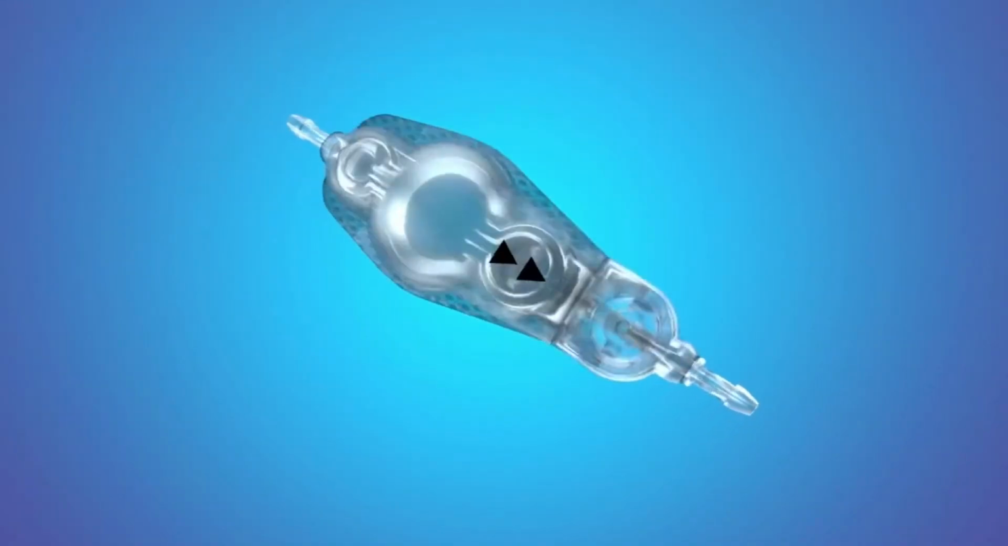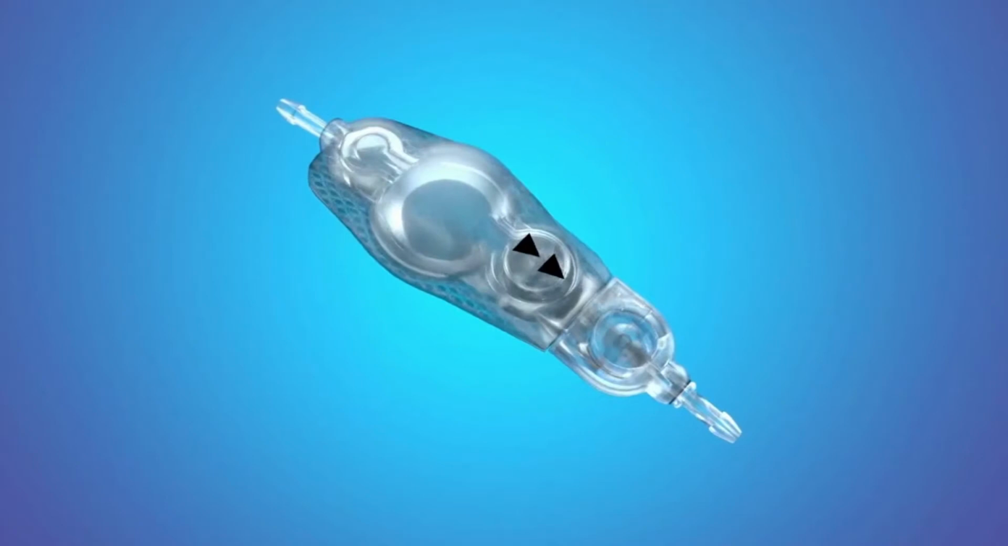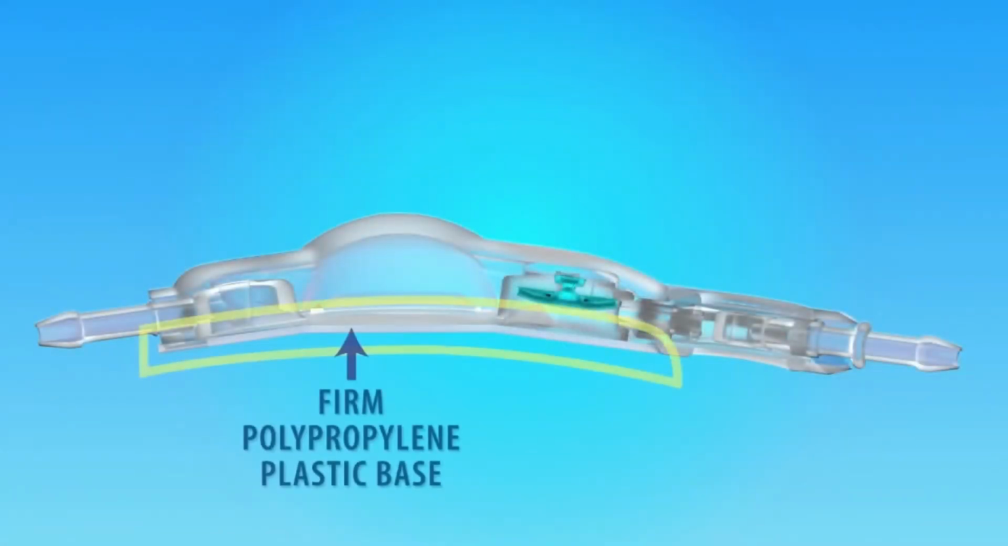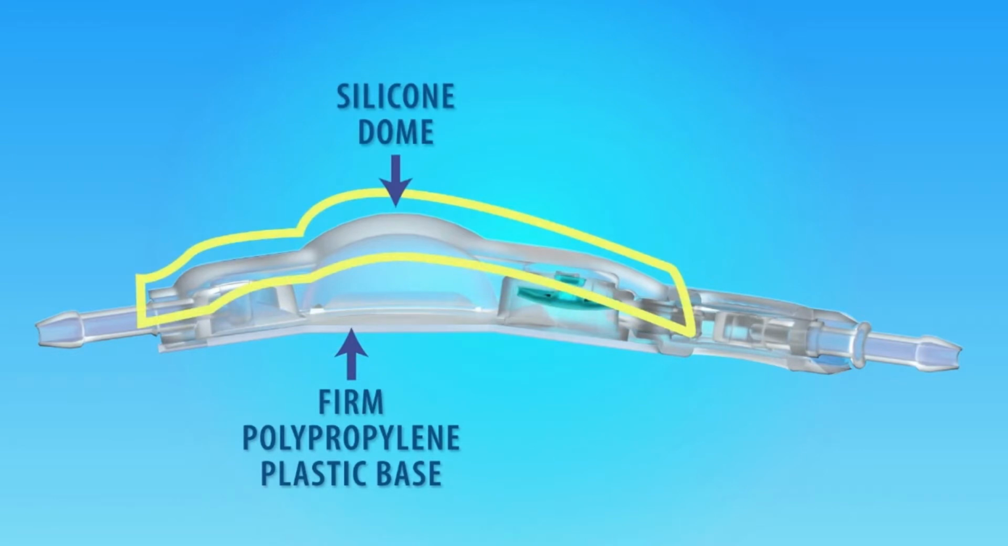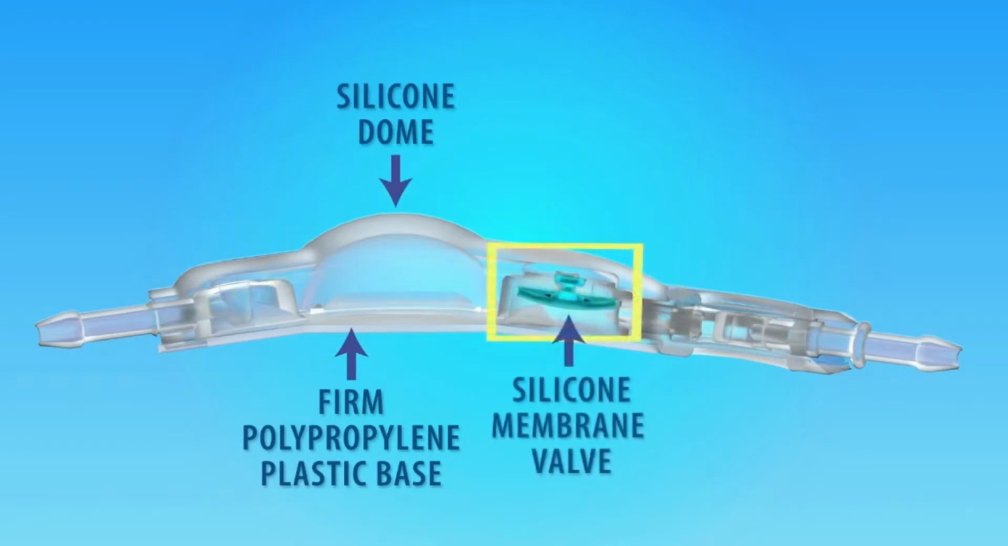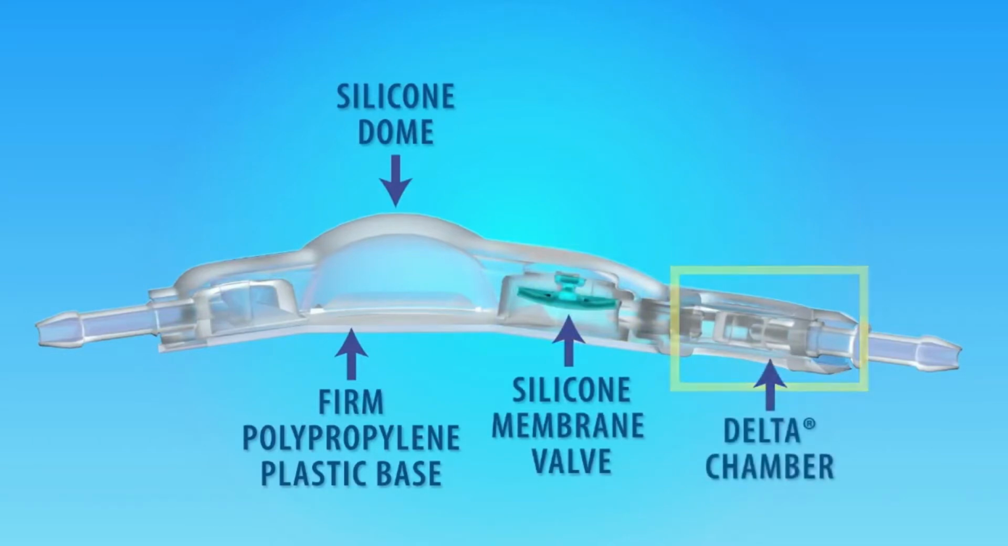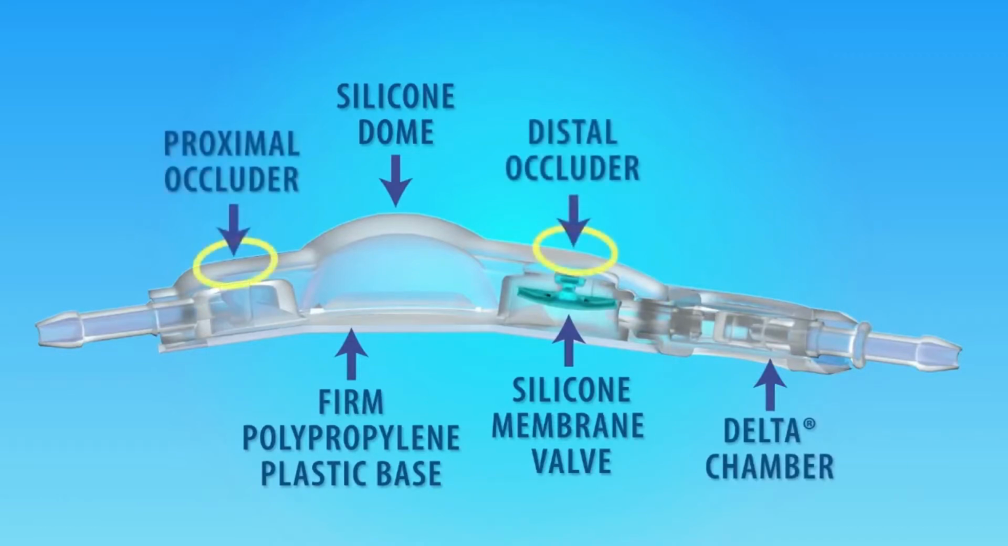The Medtronic Delta valve. The Delta valve consists of a firm polypropylene plastic base, a silicone dome, a silicone membrane valve, and unlike the contoured valve, it has a distal delta chamber component, which provides siphon control when the patient is in an upright position. The Delta valve also has proximal and distal occluders for selective flushing.